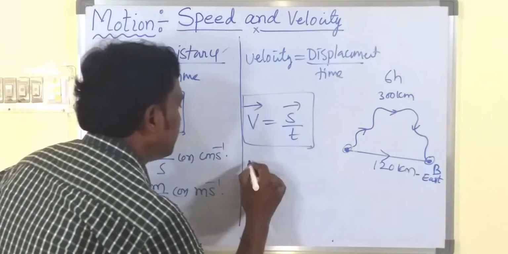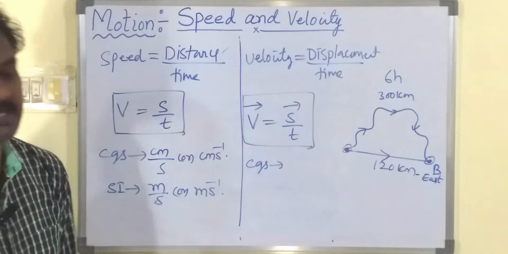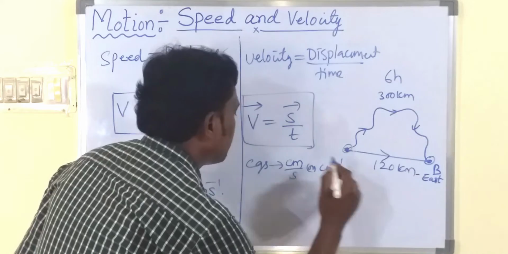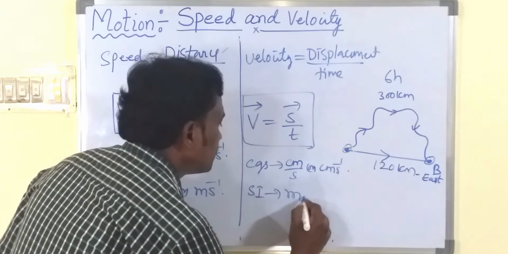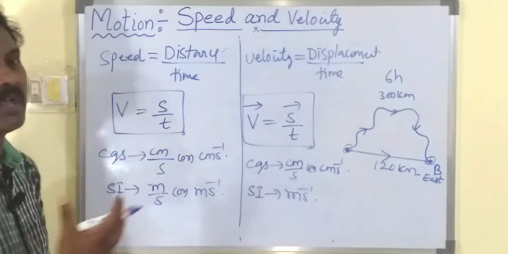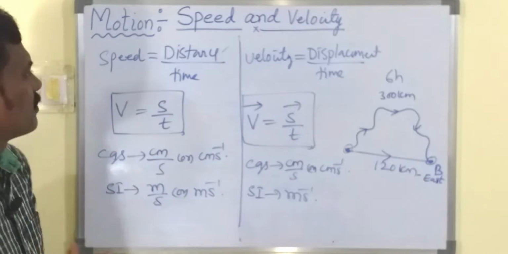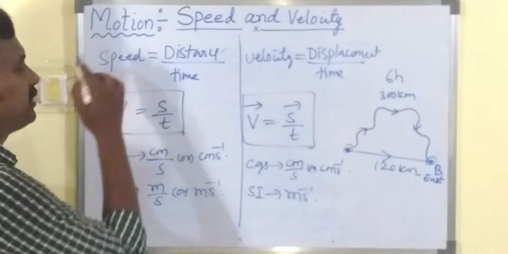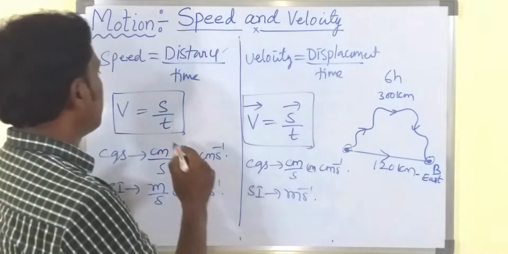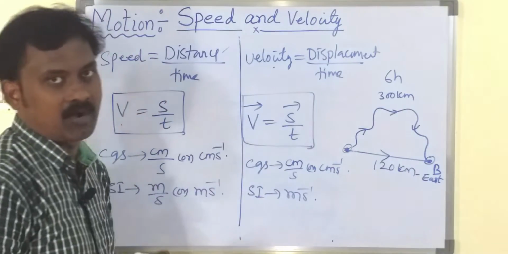Now coming to the CGS unit here. Again, what is the CGS unit of displacement? It is centimeter. Centimeter per second. And what is the SI unit? Meter per second. So we must understand that speed and velocity both have same units. CGS centimeter per second and SI is meter per second. Then what is the difference between speed and velocity? Speed is a scalar quantity, whereas velocity is a vector quantity. And its representation you can understand. Speed is represented with V and velocity is represented with V bar.